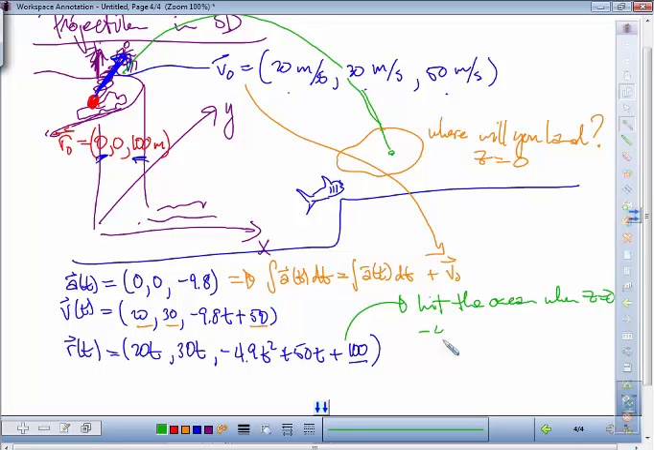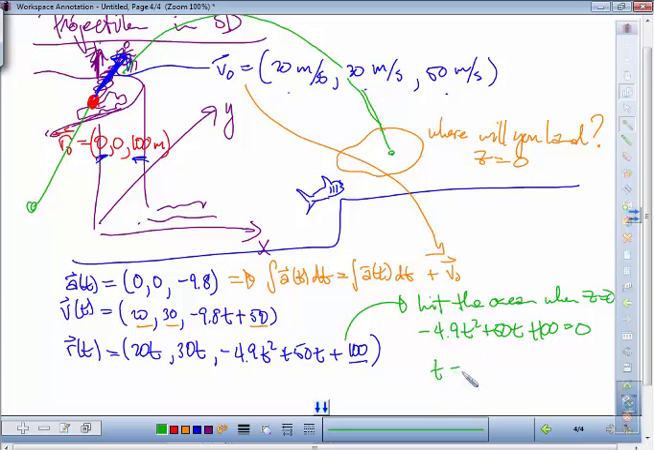Negative 4.9t squared plus 50t plus 100 is equal to 0. So I just give up and use the quadratic formula. And you should get 2 times here. One time would be negative and one time would be positive. And see how that makes sense, right? If this parabola were to extend back down in the negative direction, that's kind of like your negative time.